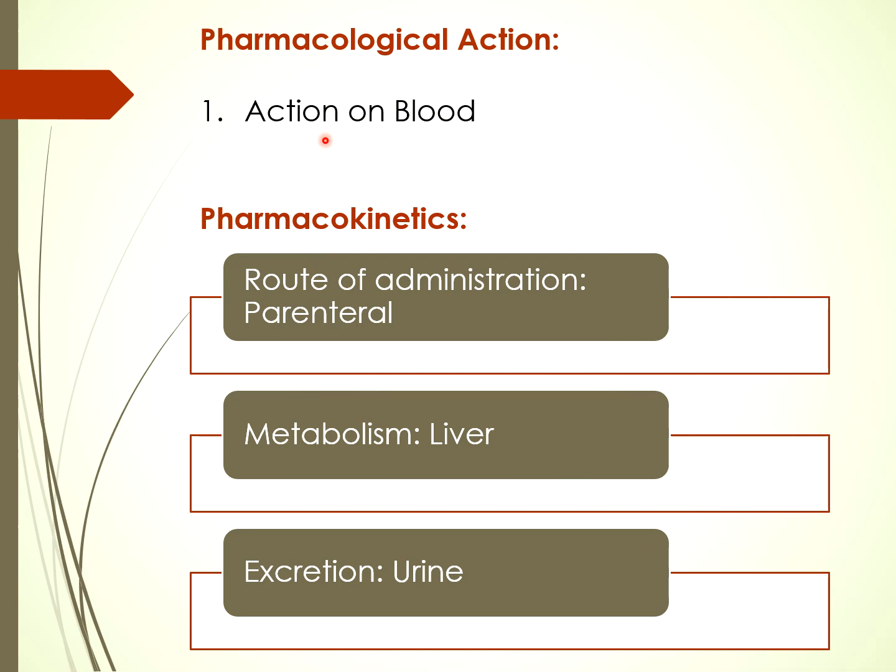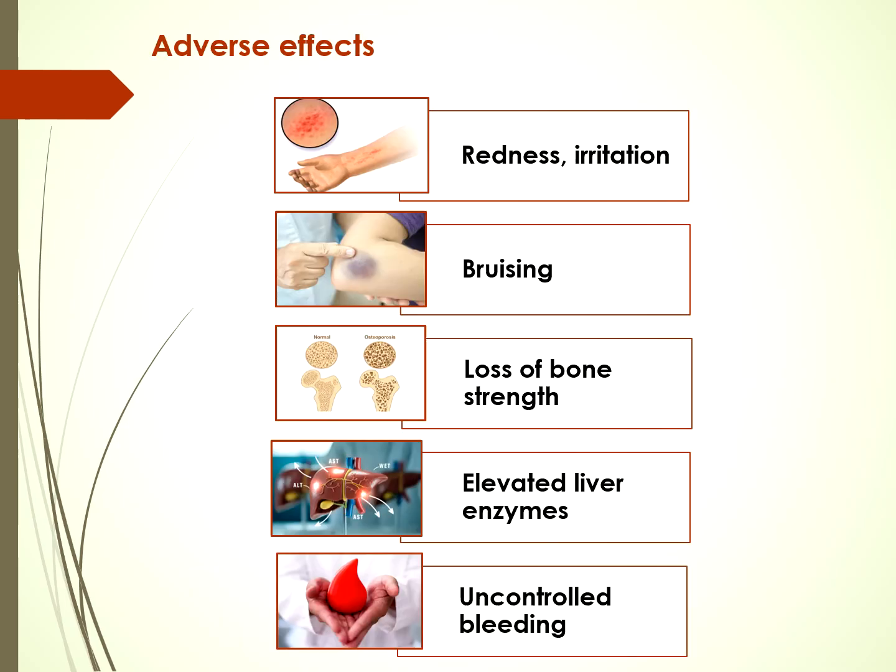It has action on blood, meaning by binding the antithrombin 3, it inhibits the conversion of prothrombin into thrombin and reduces the coagulation. Pharmacokinetics. Usually this low molecular weight heparin is administered by the parenteral route. It is metabolized in the liver and excreted through urine.